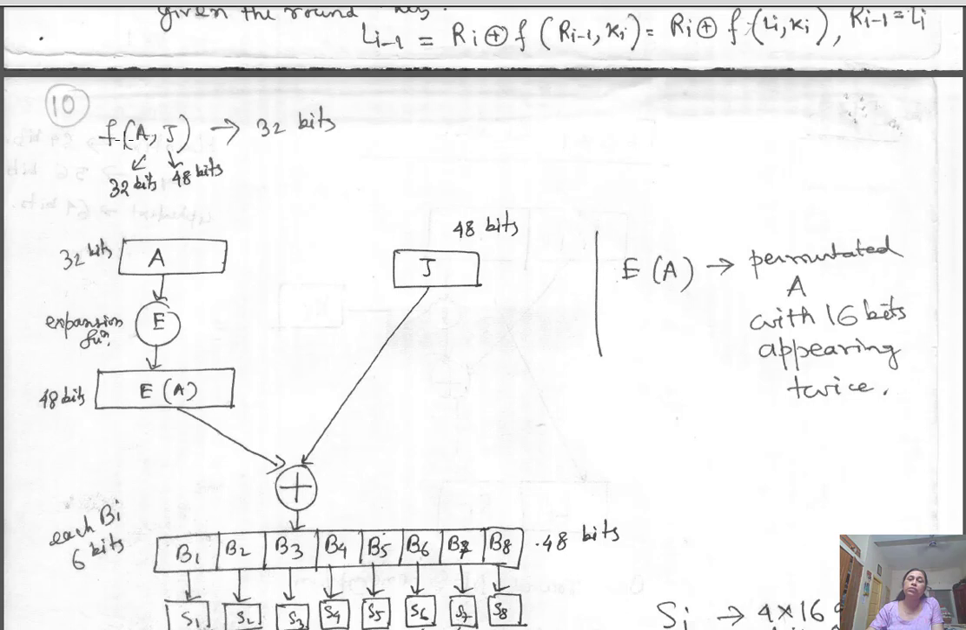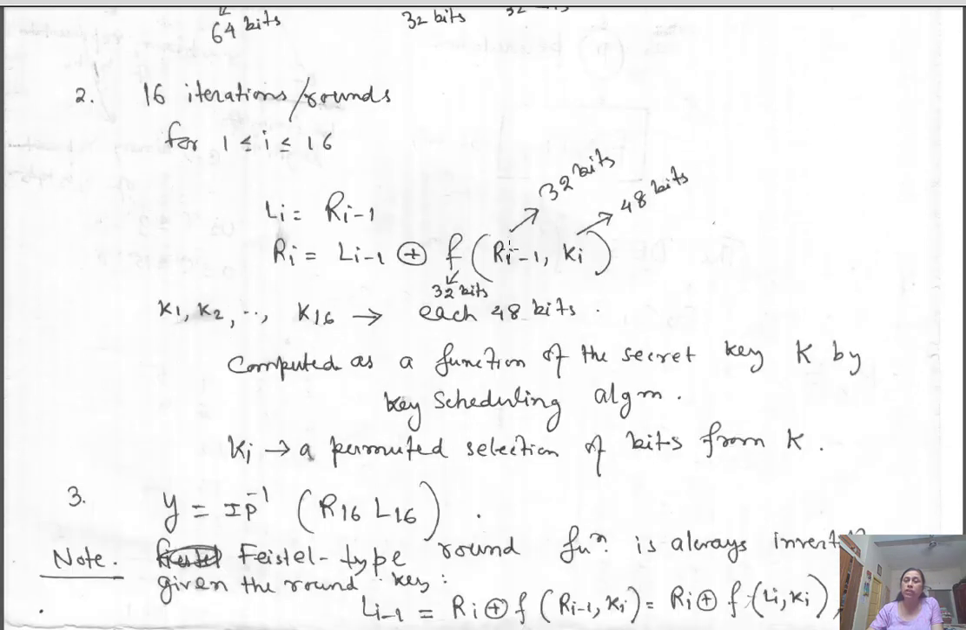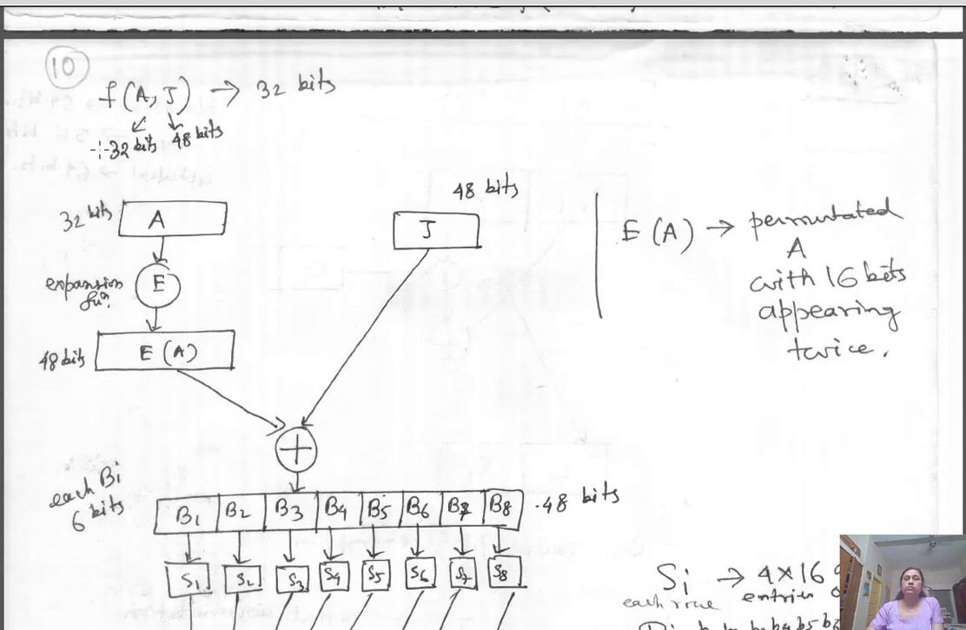It takes two inputs, A and J. Suppose A is 32-bit and J is 48-bit. So here it takes the 32-bit string R_{i-1} and the 48-bit key. This is also true in general: it takes a 32-bit input A and a 48-bit input J, and it should output 32 bits.